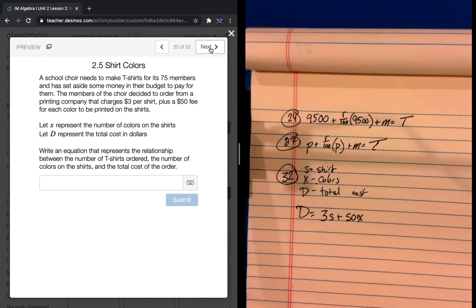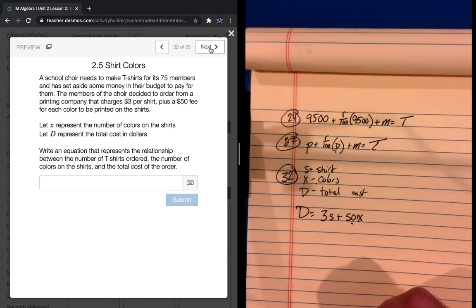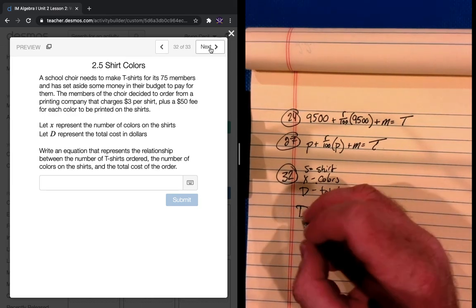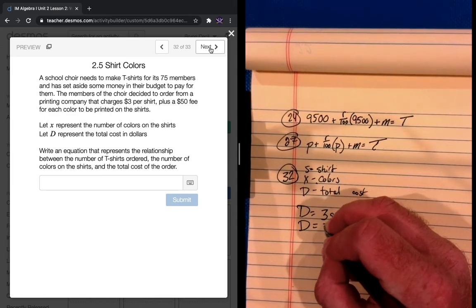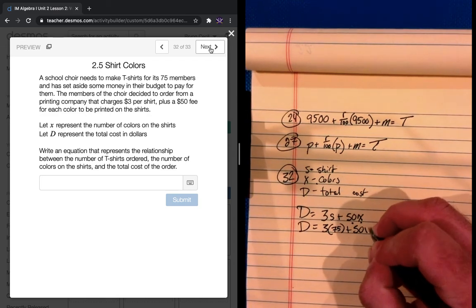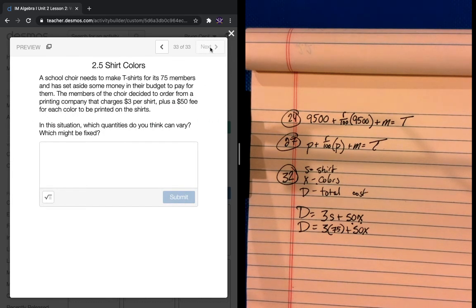So that is where it is when we don't know the number of shirts that we're going to use. Hey, fixed cost right there, the 50, because we're using a number, it's always going to be 50, the charge that we use for that. The variable right here, the X. Now that we know that it is 75, we could say this: 3 times 75 plus 50X. That works out just as well.